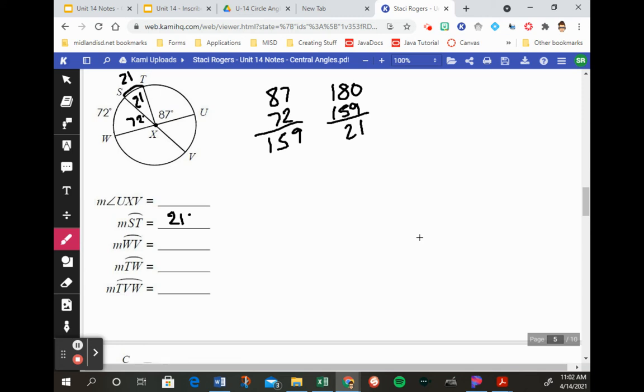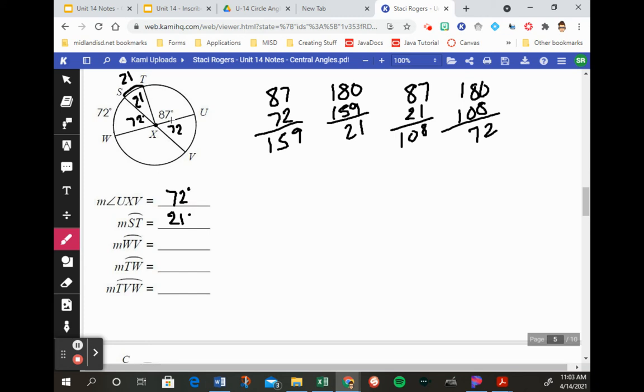Can I figure out UXV? Sure. So 87 plus 21 is 108. Take away from 180. That's 72. Is that correct? Looks like it. So this angle is 72 degrees.